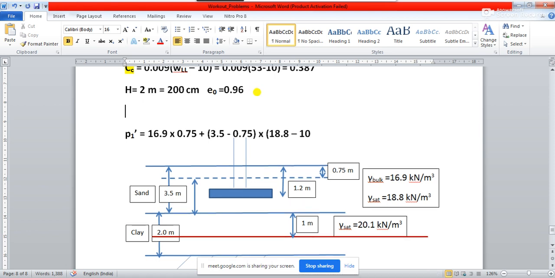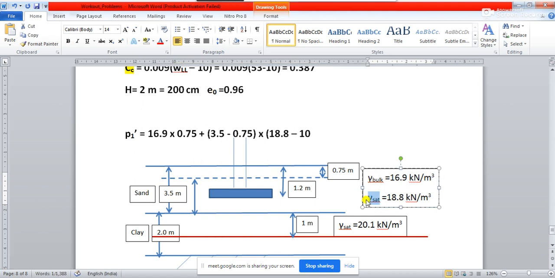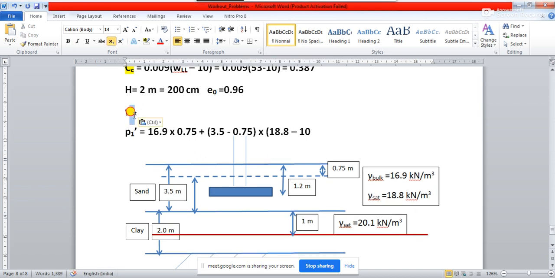If you remember, we already know what is your gamma submerged. If I write this here, so gamma submerged, oh baba, what happened?